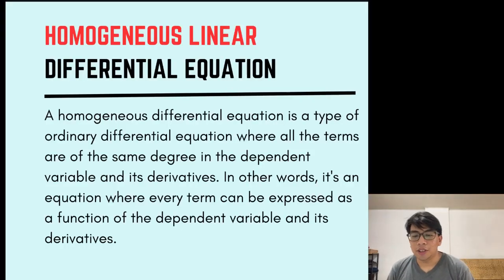I will explain to you the meaning of homogeneous linear differential equation. A homogeneous differential equation is a type of ordinary differential equation where all the terms are of the same degree in the dependent variable and its derivatives. In other words, it's an equation where every term can be expressed as a function of the dependent variable and its derivatives. Now, we proceed to our process.